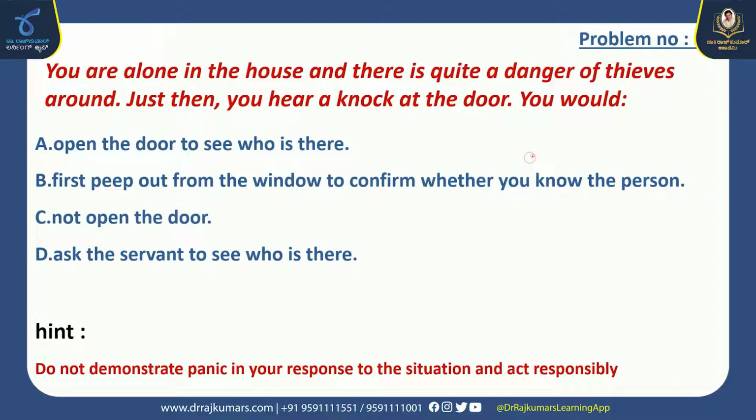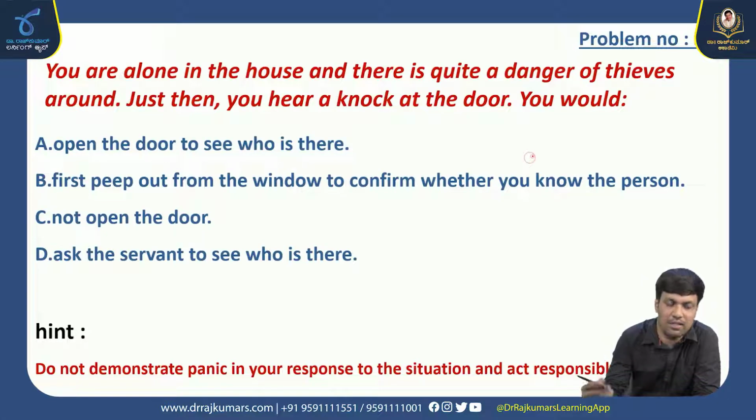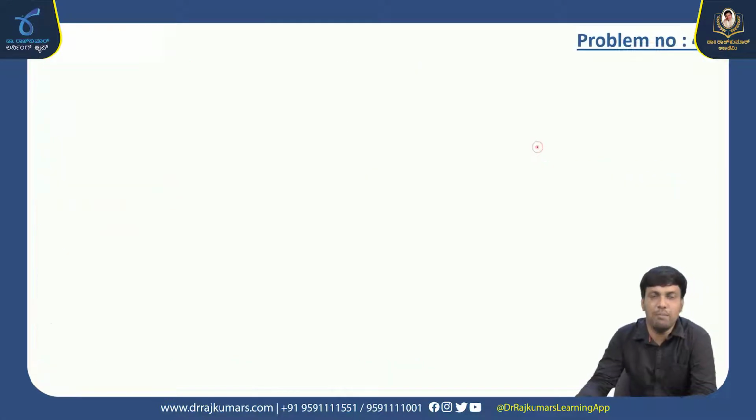In this situation, what you need to do is first peep out from the window. In a danger situation, you should not open the door. First you need to peep out from the window to see whether the person standing there is someone you know or not. Then only you should open the door. The right option is option B. Coming to the next problem.